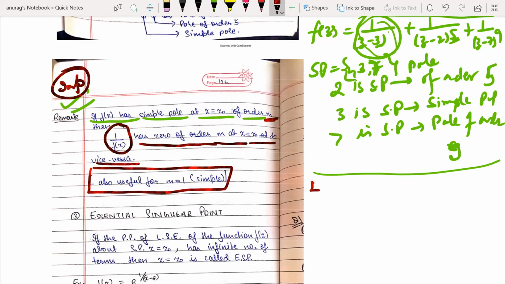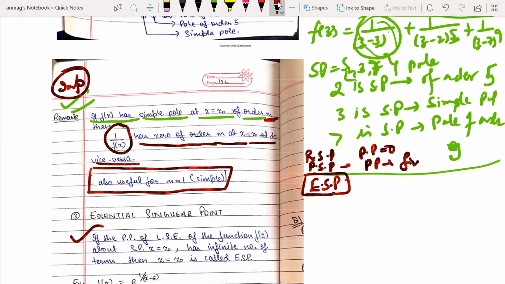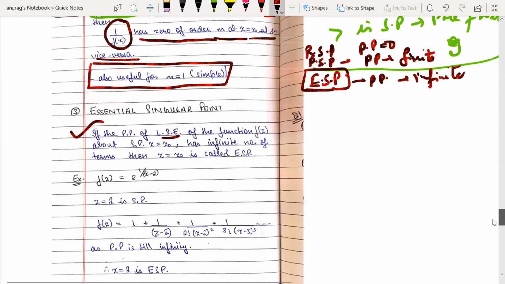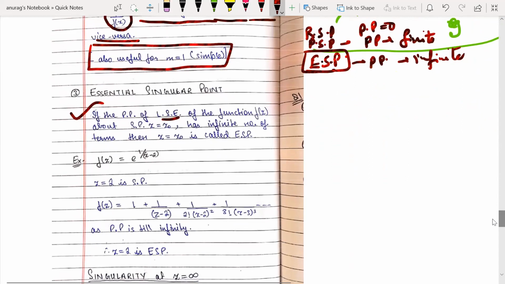Next definition is essential singular point. If the principal part contains infinitely many terms, then the point becomes an essential singular point. The definition is clear. In the first, removable, the principal part is 0. In the pole singular point, the principal part is finite, the number of terms are finite. Here, the principal part has infinite terms. So all the three cases are discussed. If the principal part of the Laurent series of the function f(z) about singular point z equal to z naught has an infinite number of terms, then z equal to z naught is called an essential singular point.